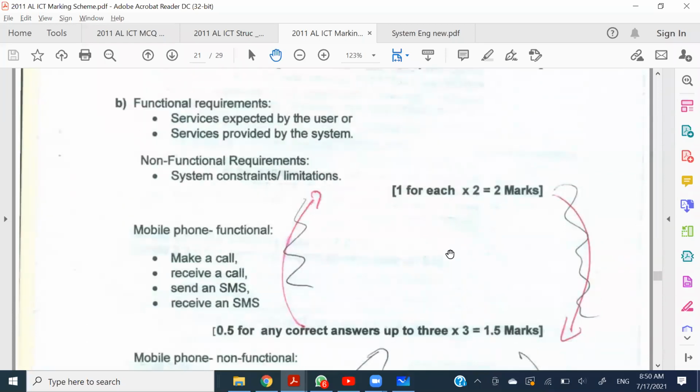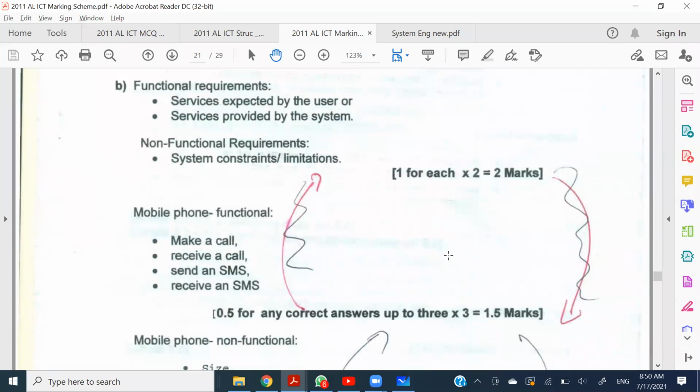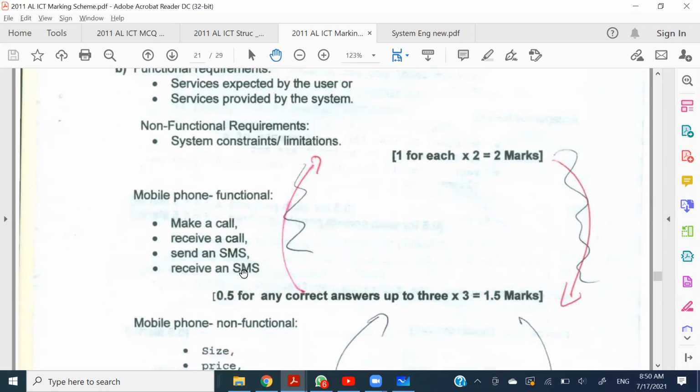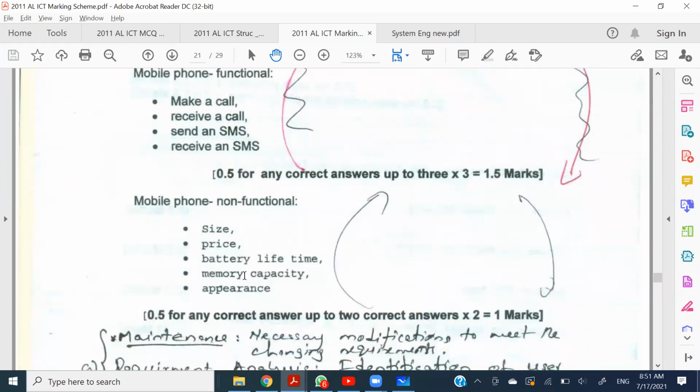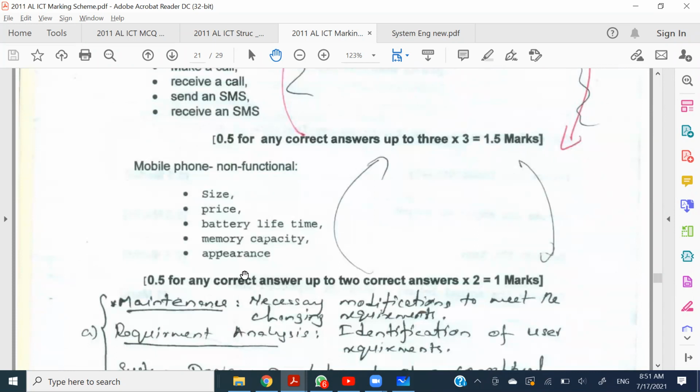So they are asking about 2 functional requirements and 3 non-functional requirements. They have given 1 mark for each one and 0.5 for the non-functional part, right? So have that.